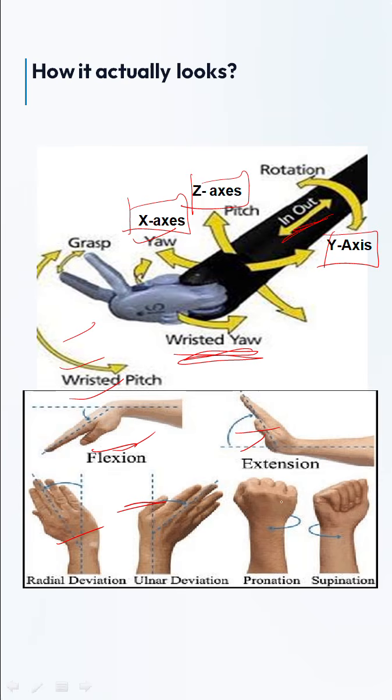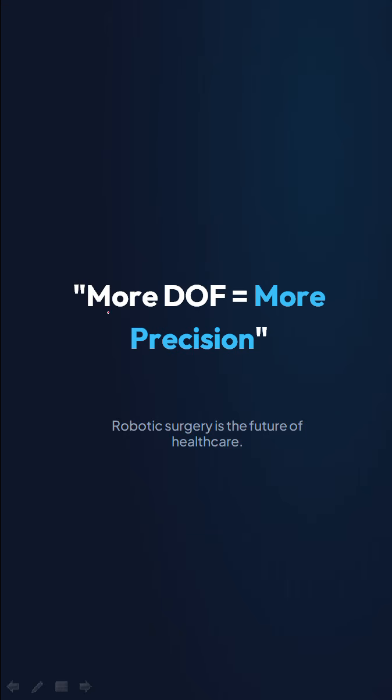And then there is a roll. We can roll our human hand, and that is for the rotation. And at the end of the day we can grab something with the help of our fingers. That is called the grasping. So more degrees of freedom will give more precision in a surgical robot.